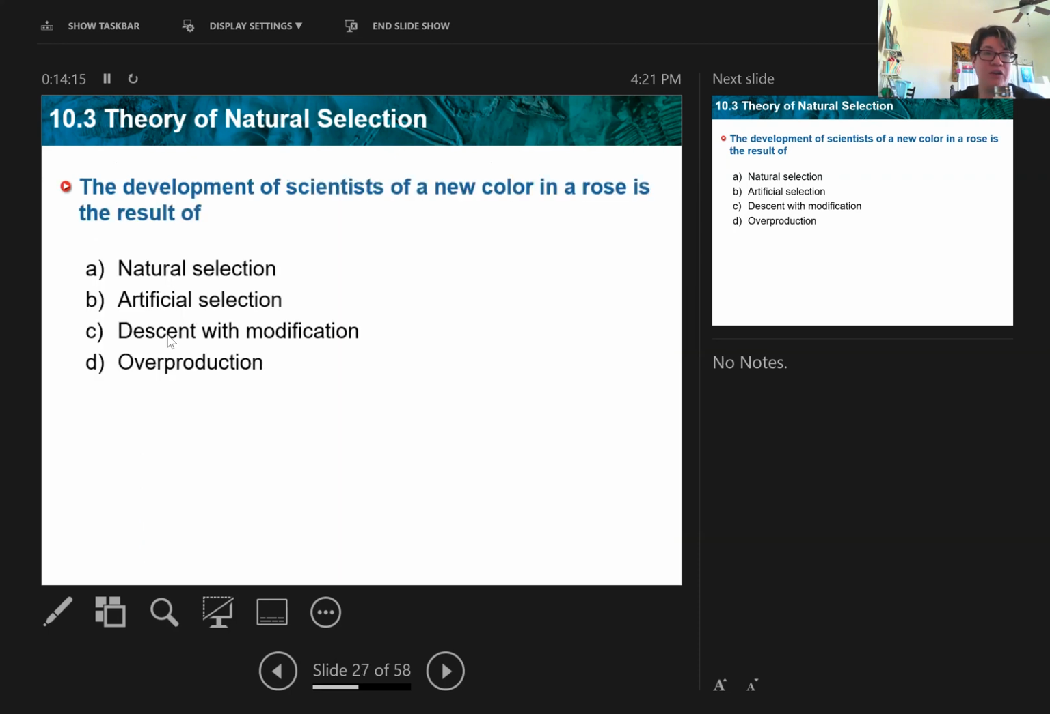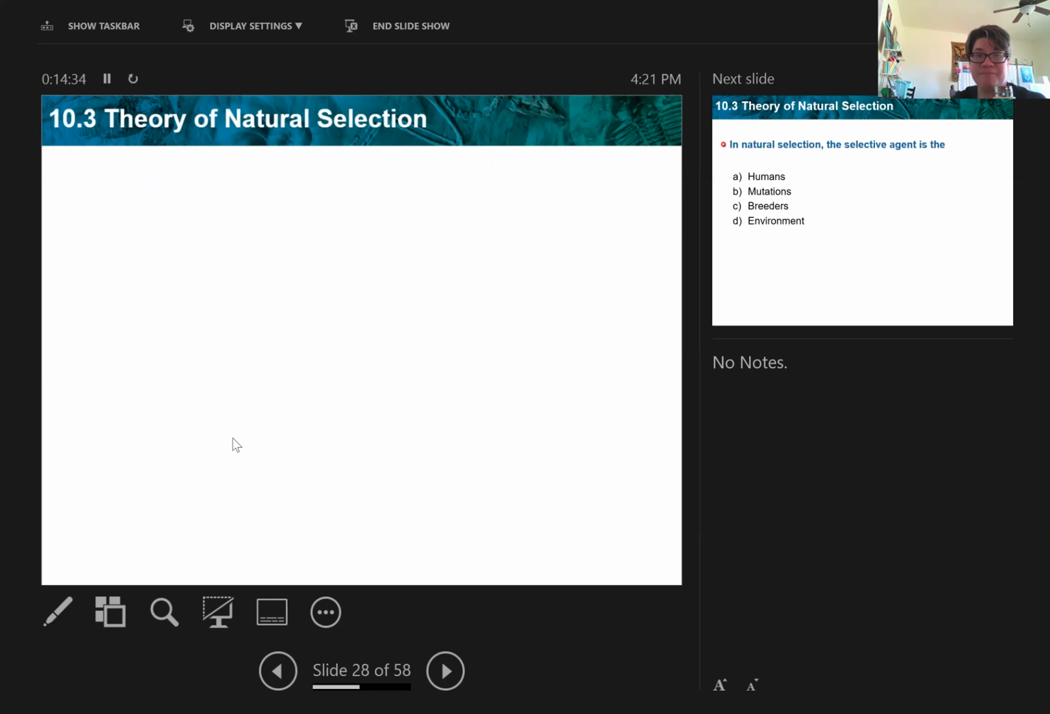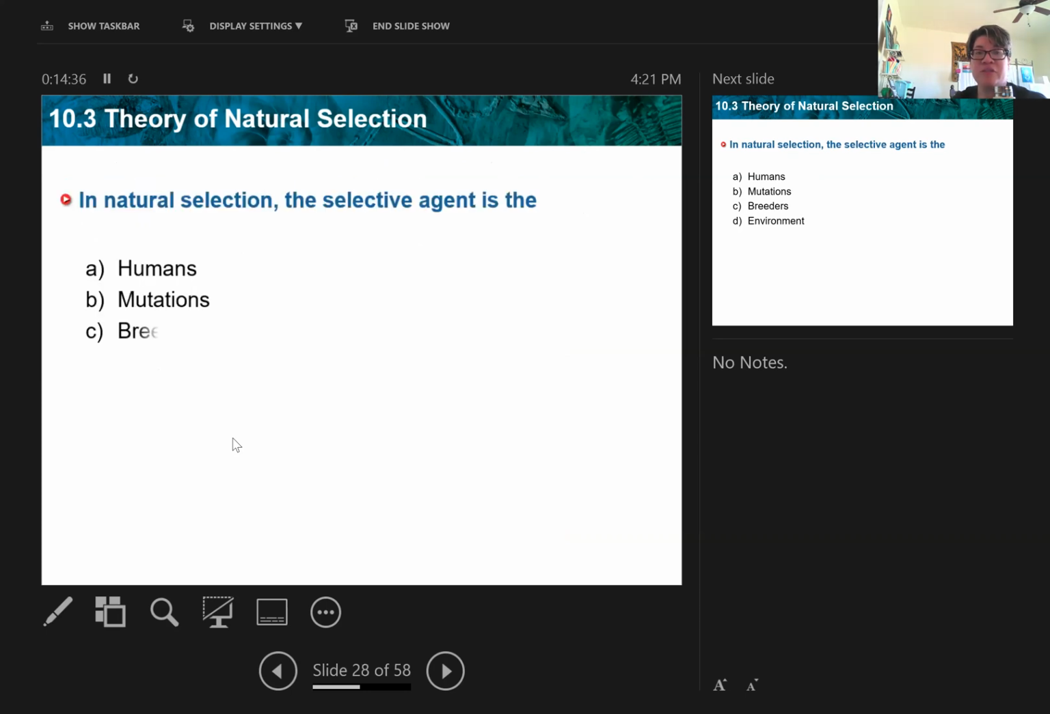So here are your questions for section 3. The development by scientists of a new color in a rose is the result of what? So if humans are changing the color of the rose and breeding roses, which is fun to do, what would we call that? Well, that would be artificial selection. In natural selection, the selective agent is the what? So in artificial selection, it's the human, but what is it in natural selection? What's causing these changes and pressure? And that would be the environment.